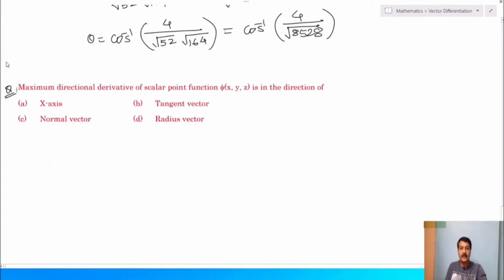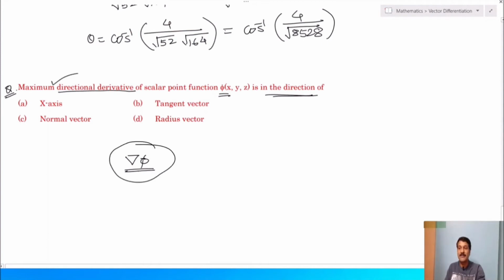So you also remember the theoretical part, maybe the definition of directional derivative, maybe the definition of curl, divergence, gradient. You will find MCQs on that. So here is one theoretical question: the maximum directional derivative of a scalar point function phi. If we consider the function phi, in the direction del phi, it will be a maximum.